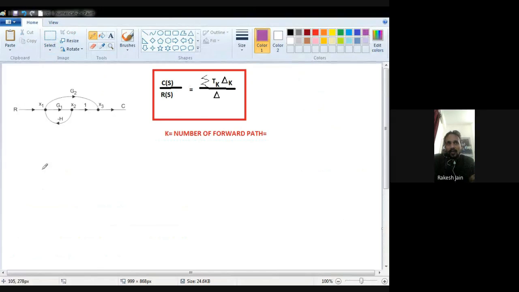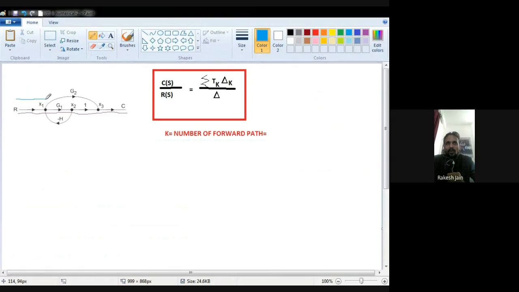So the first step is to find the number of forward paths k. We check how many forward paths there are. See, with the purple color I have denoted the forward paths. Let me start from the R node, reach the x1 node, reach the x2 node, reach the x3 node, reach the output node. So I start from the input side and reach the output side without repeating any node or any branch, depending on the arrows given in the question. All arrows are toward the forward direction. So this is my first forward path.